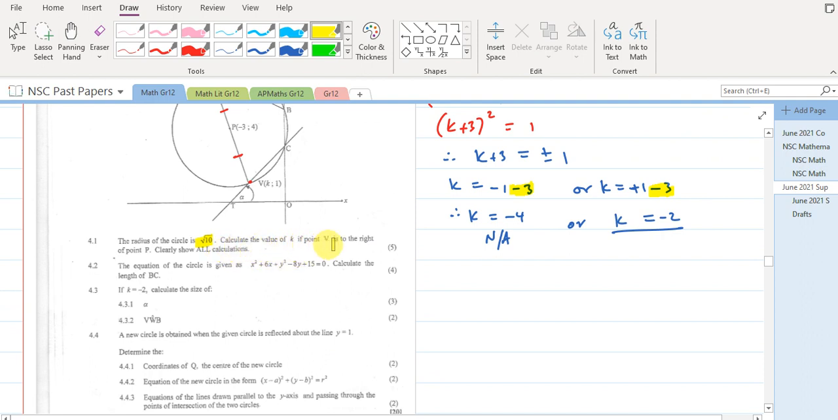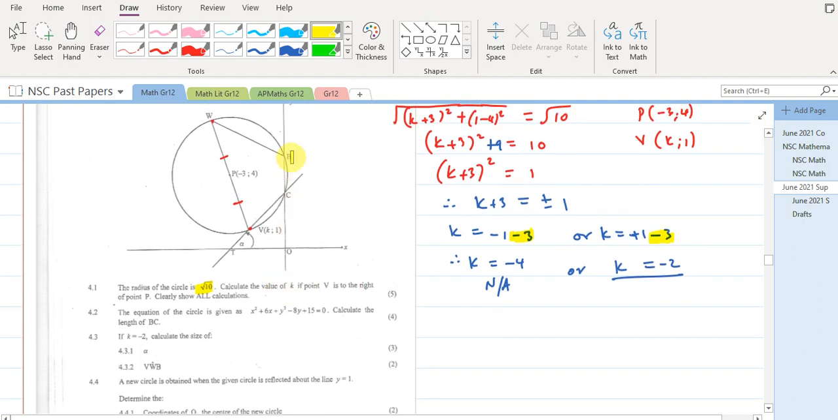Calculate the value of k if point V is to the right of point P. So we did the right thing over here. I didn't need that information because we can clearly see it on the diagram. The equation of the circle is given in the form x squared plus 6x plus y squared minus 8y plus 15 is equal to 0. Calculate the length of BC.